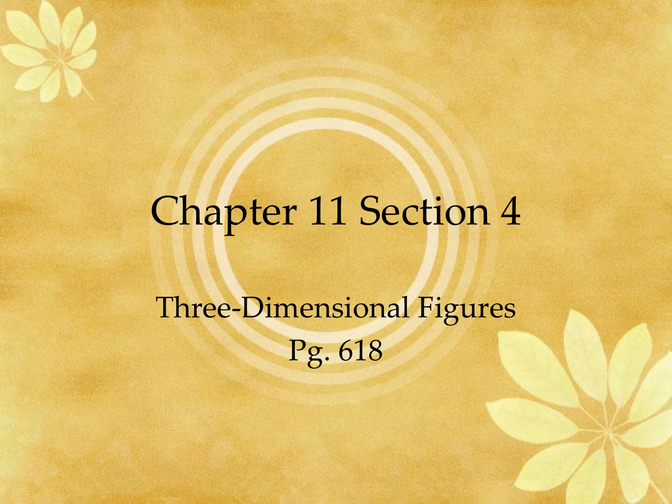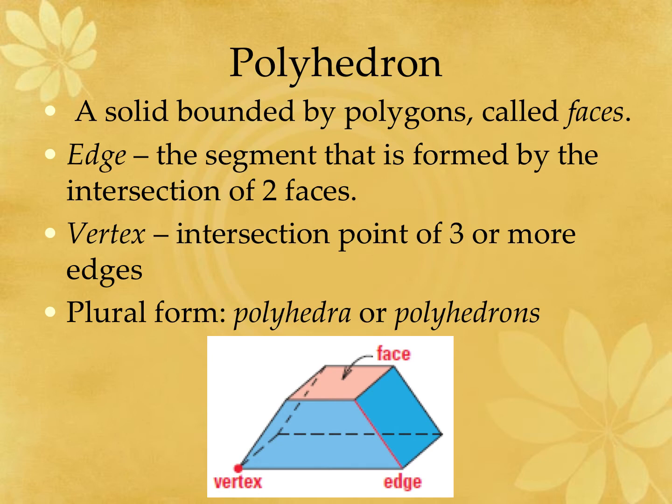Going to cover section 4. We're going to talk about three-dimensional figures. The first type of three-dimensional figure we're going to talk about is called a polyhedron. And a polyhedron is a solid bounded by polygons called faces.